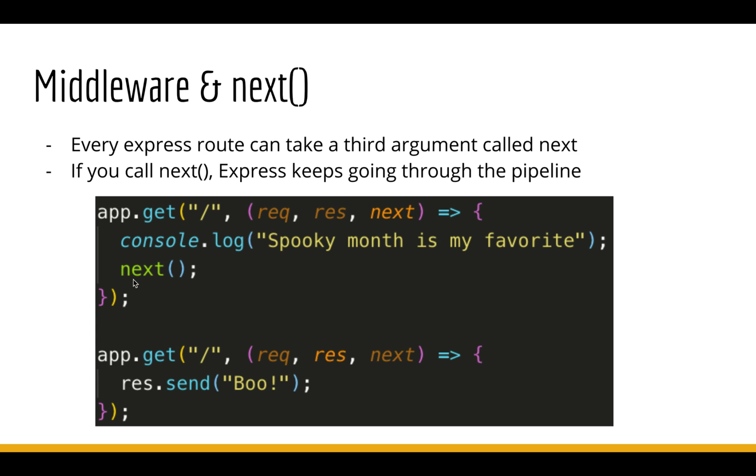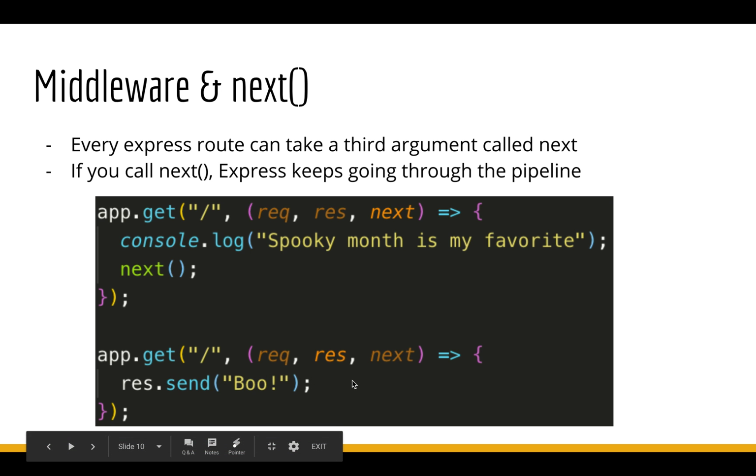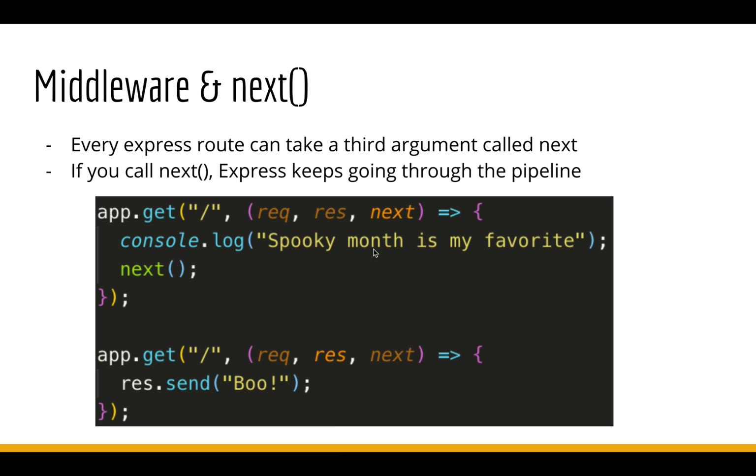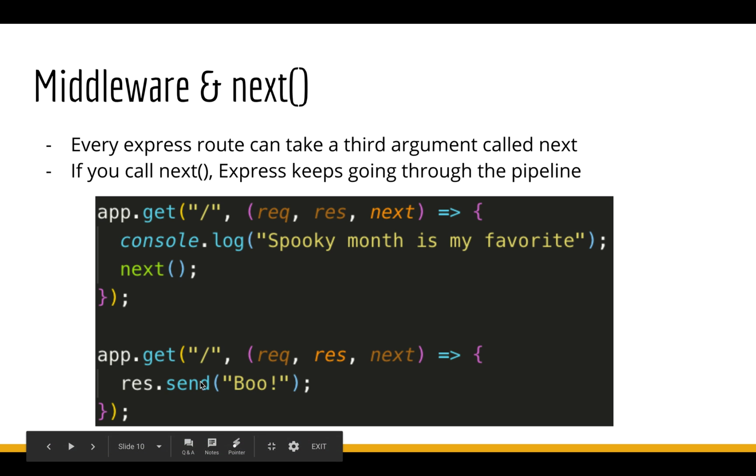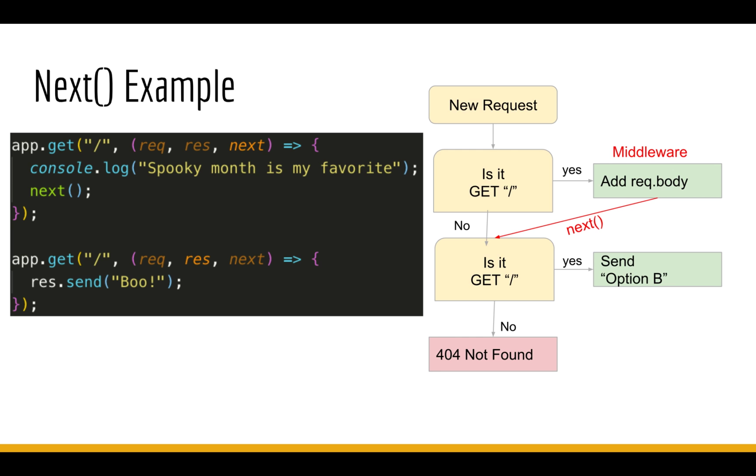Essentially what it does is it tells Express, okay, I'm done with this route, keep looking for other routes in the pipeline that this request is going to match with. So here, if we look at what's going on, we have an app.get with a slash, and then we should be console logging, spooky month is my favorite, and then we're calling next, and then it should match again here, and then we'll finally get the response of boo. So in our console, we should see spooky month is my favorite, and then finally in the web page, we'll see res.send boo. So it's actually hitting both of those routes.